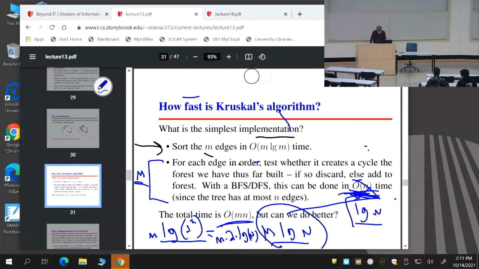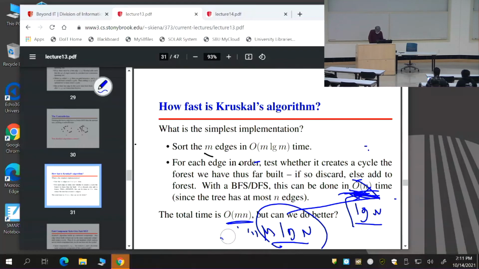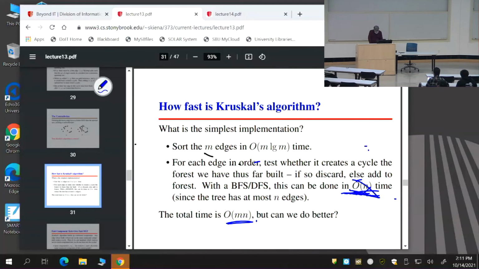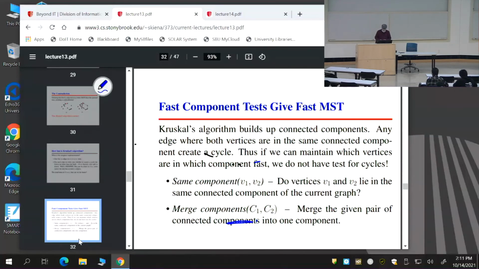Sorry, this is going to take longer to erase because I did a lot of that stuff there. So for this to work, I've got to show you a faster way, a data structure that would ideally in logarithmic time keep track of whether two things are in the same component. Okay?